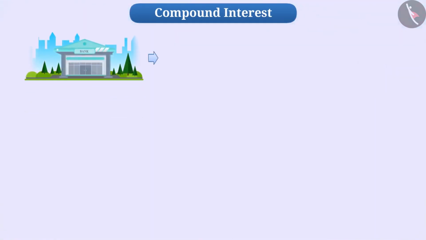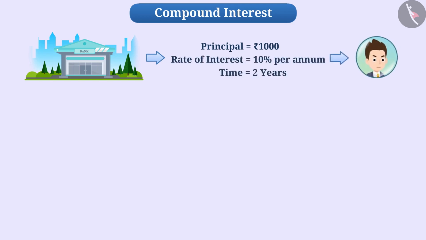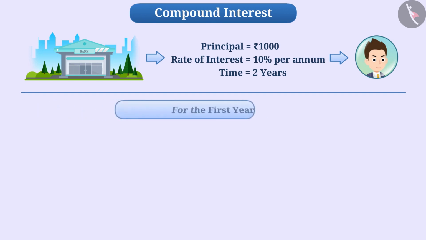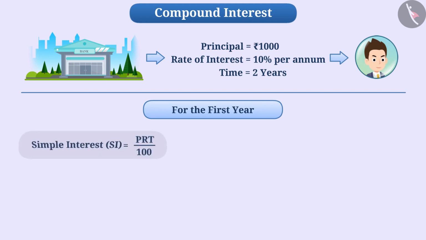Suppose we borrowed rupees 1000 from the bank at the rate of 10% per annum for 2 years. But this time we took them at compound interest. First, we will find out how much money will be there at the end of 1 year. We will use this formula to get interest. SI is equal to PRT divided by 100.